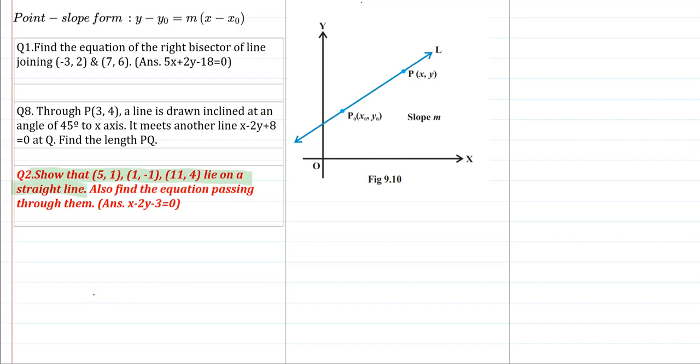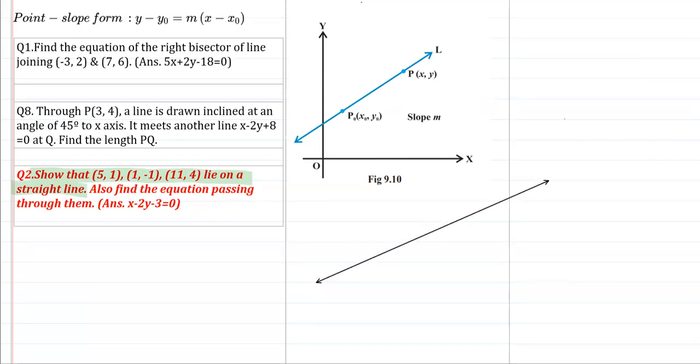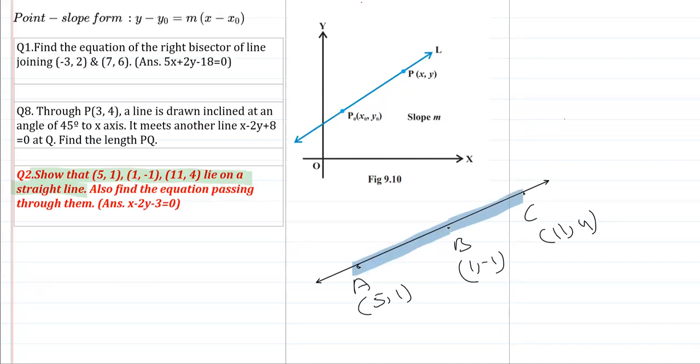Let's say I took 3 points here, naming them A, B, and C. The first is (5, 1), the second is (1, -1), and the third one is (11, 4). What we need to do is prove these 3 points are collinear. For that, we'll find the slope of AB as well as BC. And if they are the same, as you know, two lines whose slopes are equal can either be parallel or collinear.